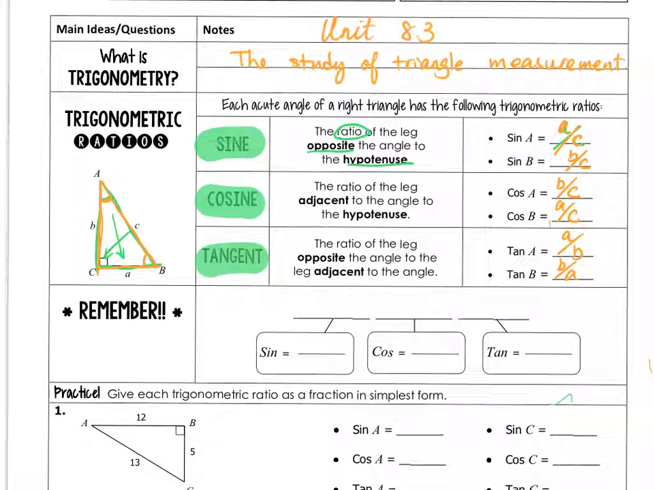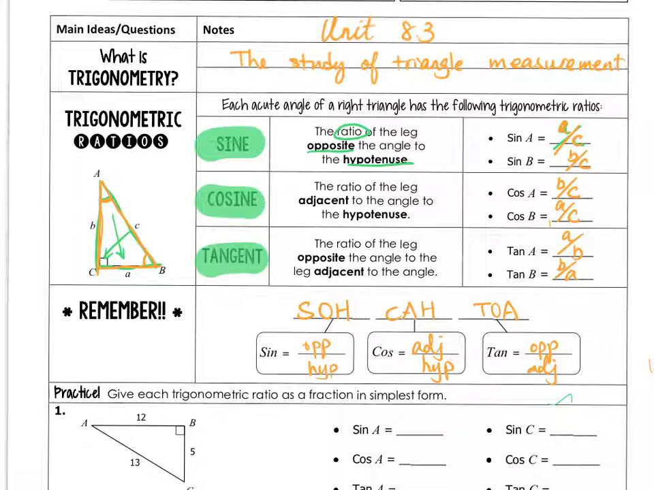There's actually a quick way to remember this. It's called SOH CAH TOA. Sine is opposite over hypotenuse. Cosine is adjacent over hypotenuse. Tangent is opposite leg over adjacent leg. If we write this out, sine equals opposite over hypotenuse, cosine is adjacent over hypotenuse, and tangent is opposite over adjacent.